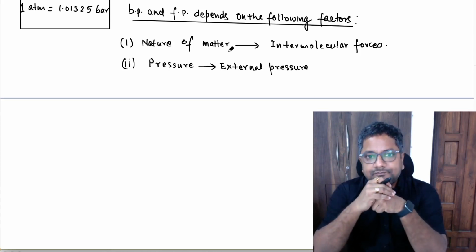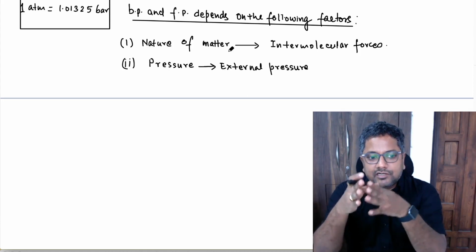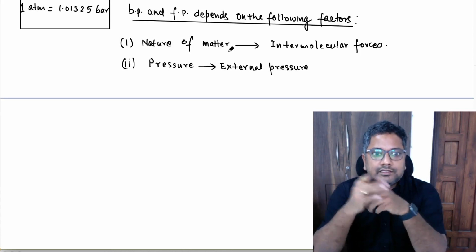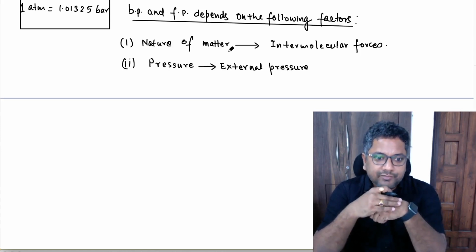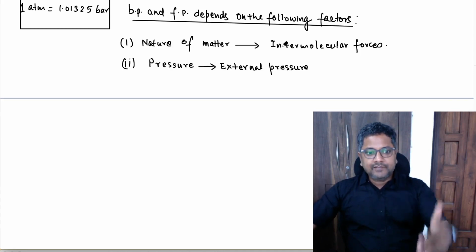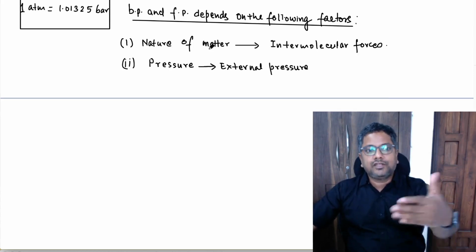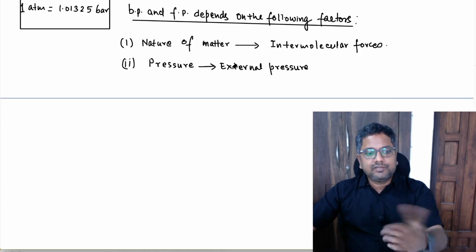Don't write temperature here. Why are we not considering temperature as a variable for boiling point and freezing point? Because we are selecting pressure as a standard pressure, so on changing pressure, temperature will automatically change. We make the pressure fixed, and then accordingly the temperature will change for different matter. If you take water, ethyl alcohol, or any other matter, the boiling or freezing temperature will change accordingly.